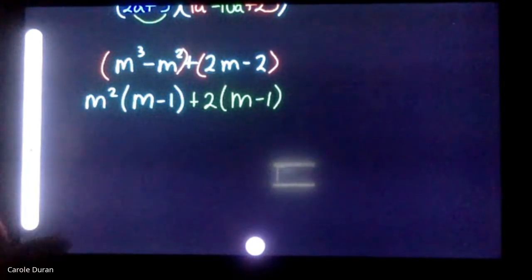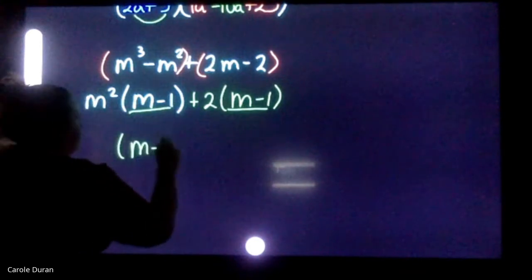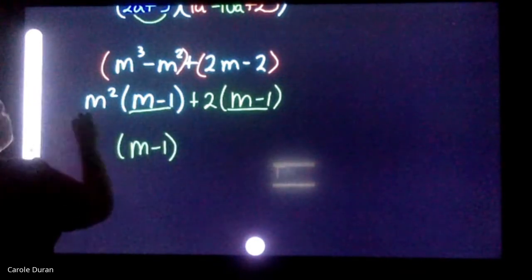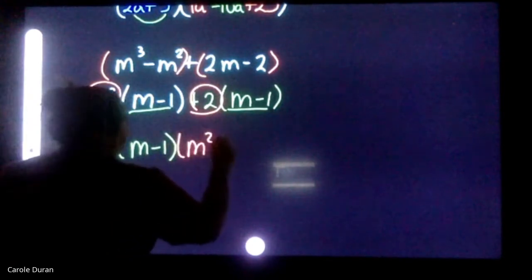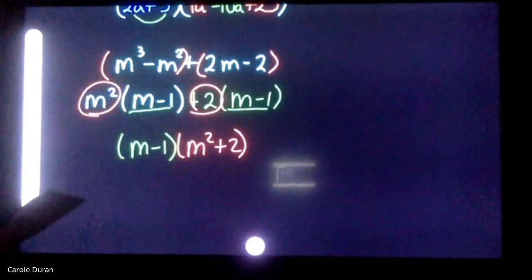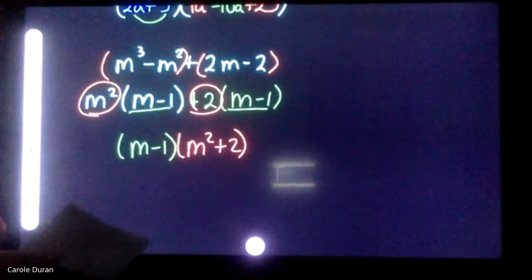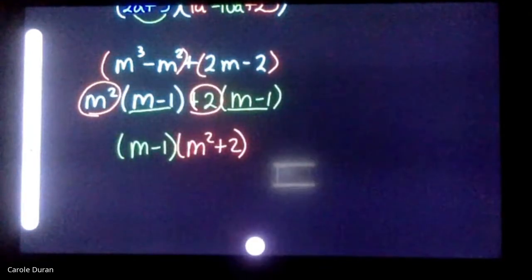So when I rewrite this as a factor, the factor they shared is one of my factors, and the values I pulled out create my second factor. If possible, from here, we would continue factoring, but I can't continue factoring m squared plus 2, so that's exactly where we're going to stop.